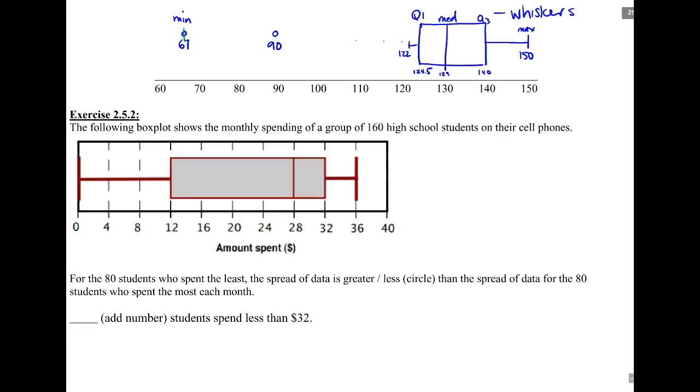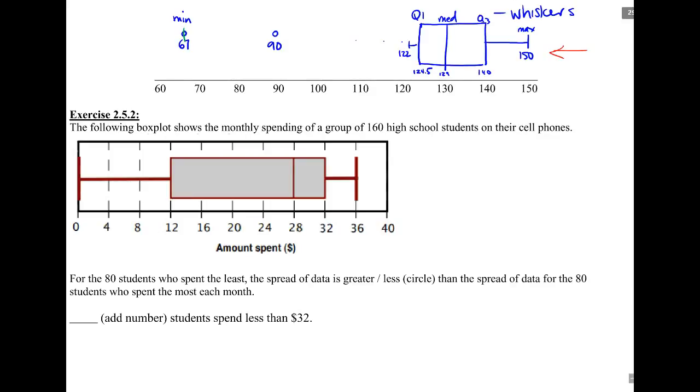Okay, so we continue on in 2.5 with some examples that you might see on an exam. You're going to have the warm and fuzzy question of having to create a box plot by hand like we did in the last example, but you're also going to have some potentially questions where I give you box plots and then ask you questions about them.